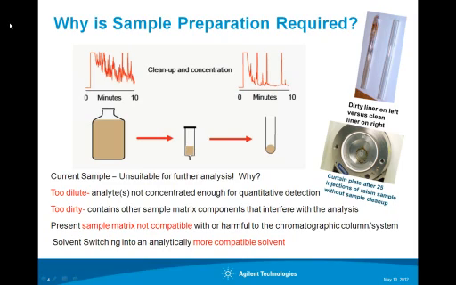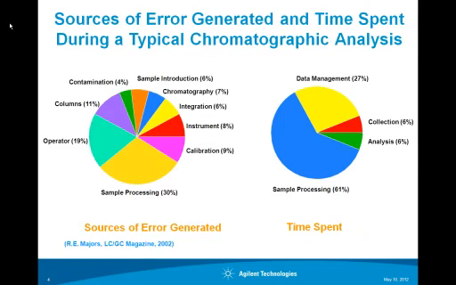Or it may be too dirty, as we see in food or soil, in which you've got to get the material in a form that you can then extract out the analytes of interest. The matrix may not be compatible with your analysis conditions, like possibly oil or gasoline or alcohol, or you may need to do a solvent switch.